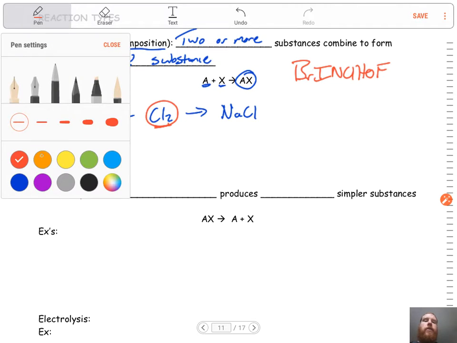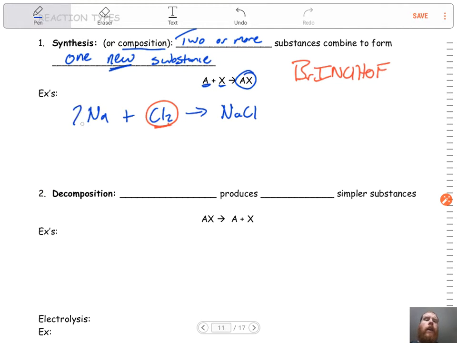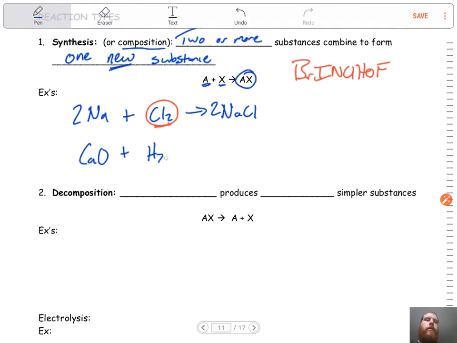So now we'd have to go through and balance this. All right, so we'd have a 2 there and a 2 there. So this example is where you have an element plus an element making a compound. Another example is where we could have 2 compounds. So we have calcium oxide plus water reacting together to form calcium hydroxide.